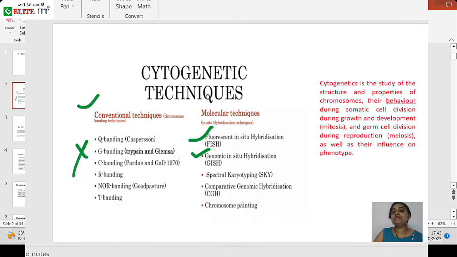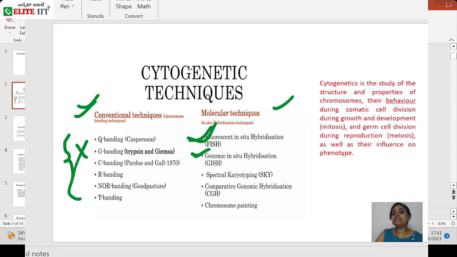There are a few cytogenetic techniques available. One category is conventional techniques. Another one is molecular techniques. In conventional techniques, a few things are available. You don't have to understand these. Today I'm going to discuss only FISH and GISH. Those come under molecular techniques, which are also known as in situ hybridization.